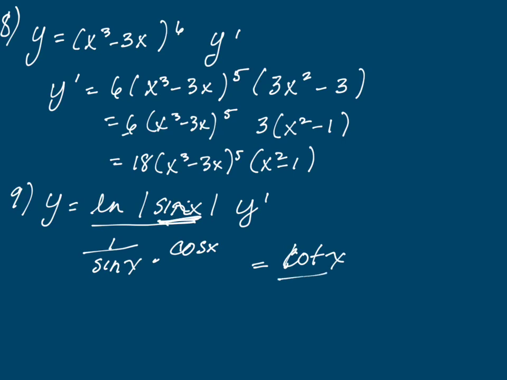All right, now why did we drop the absolute values? Well, when we take the ln of it, it would be positive, so when we take the derivative part, we can use the positive part. So we got cotangent x. And one more. Let's do one more before we stop the video.